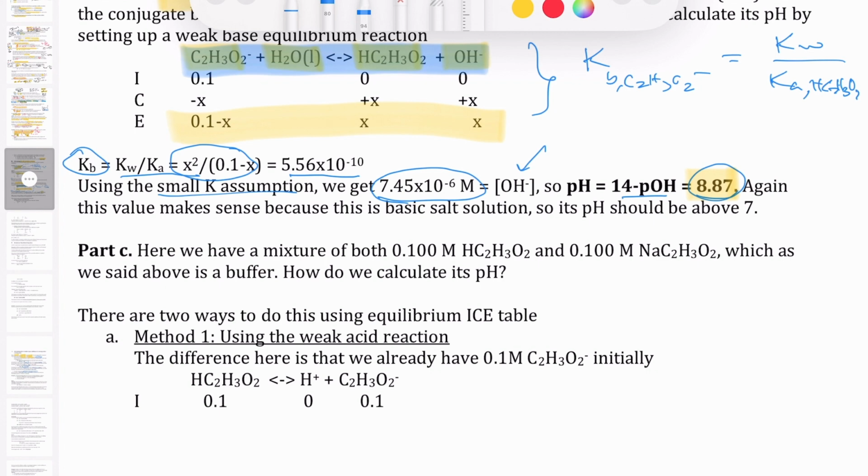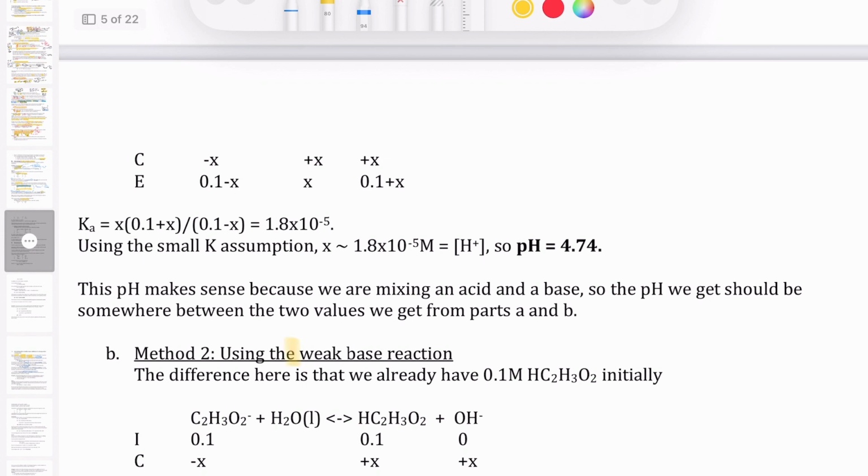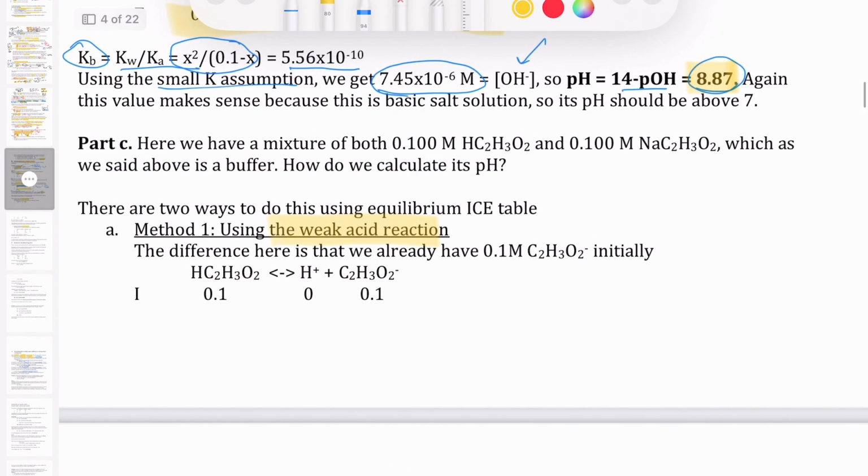Well, it turns out that it doesn't matter. We can use the weak acid reaction or we can use the weak base reaction. Both will give us the same answer. So let me just show you how. Using the weak acid reaction, I'm going to figure out what I have originally. So remember, this is the weak acid reaction: weak acid producing H plus and acetate.